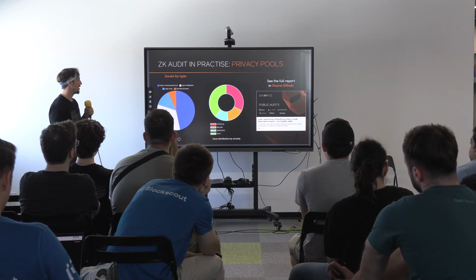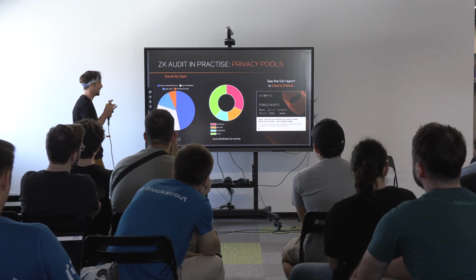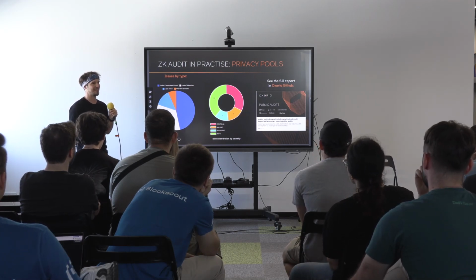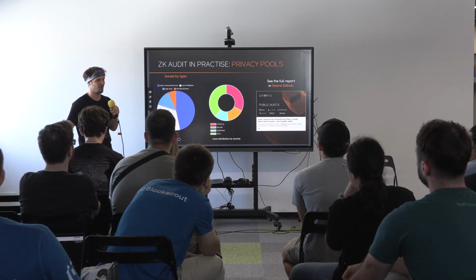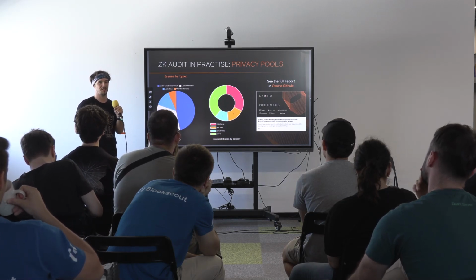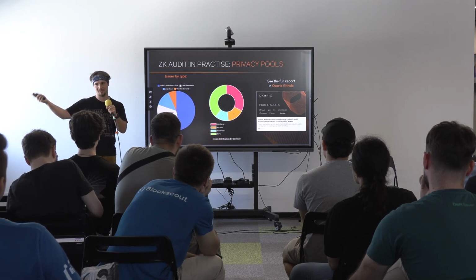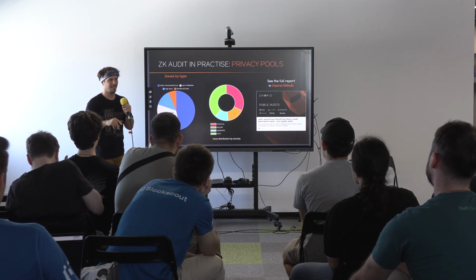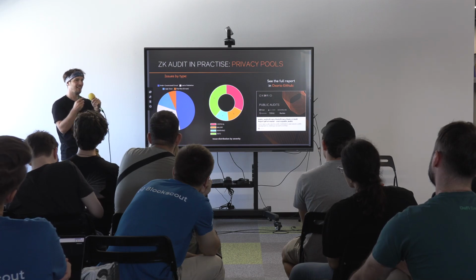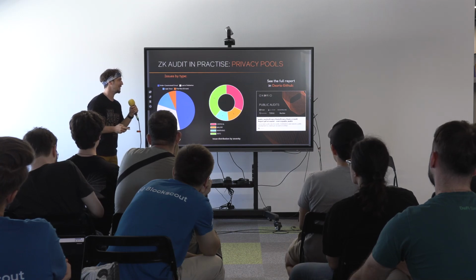Okay, so now the most recent part: I want to share some examples from our latest audits of privacy pools. It's a new Tornado Cash that gets rid of all the issues that Tornado Cash has on the legal side, because you can generate a proof that you are not in the set of some bad guys, and you can easily separate yourself and say, hey, here is my private money, and it's not laundered money. So that's a very interesting thing.